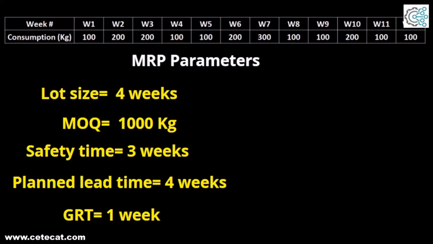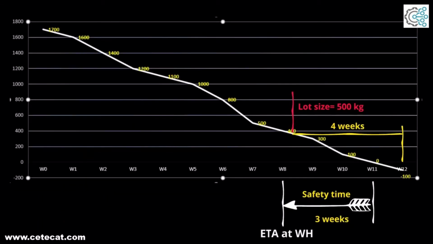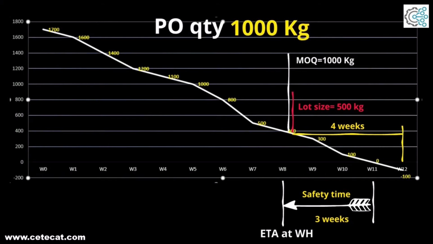Now let's move into the next sequence. No, please wait. What? I think that you forgot a major MRP parameter that controls the PO quantity as well. What is it? The minimum order quantity, or the MOQ. The MOQ for this material is 1000 kg. The lot size generated is 500 kg. However, the MOQ is 1000. So the PO quantity that will be generated is 1000 kg, not the 500 kg. I told you to take care about MOQ before. Now we can move into the next sequence.